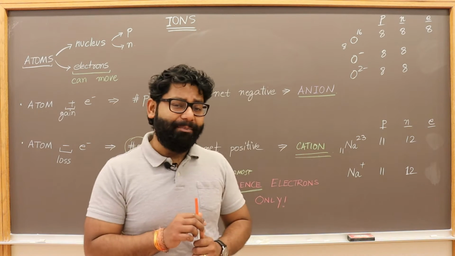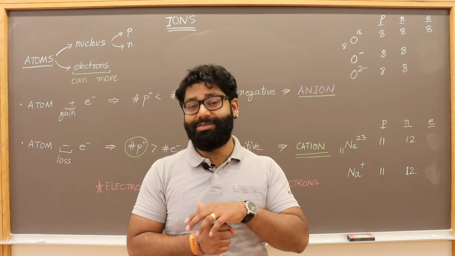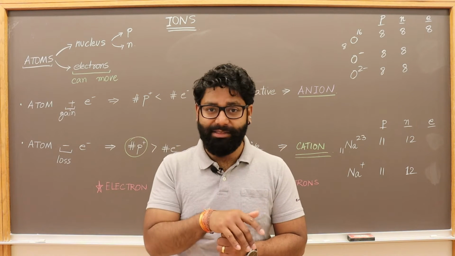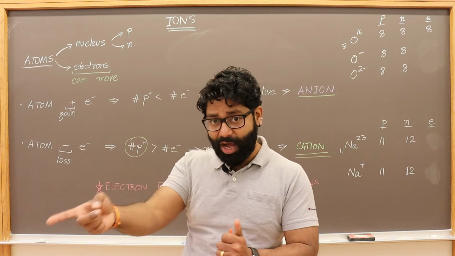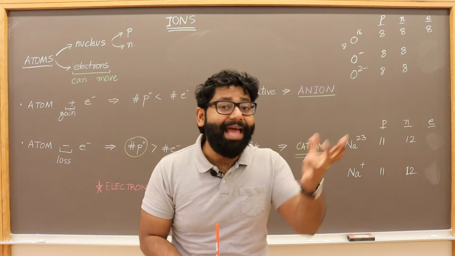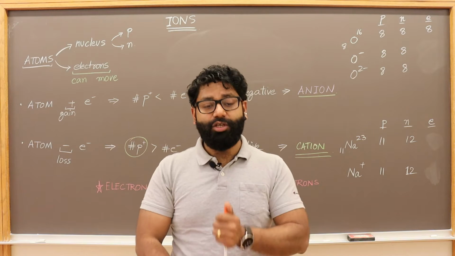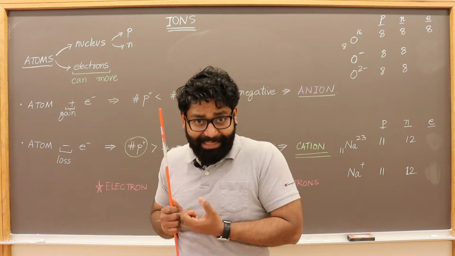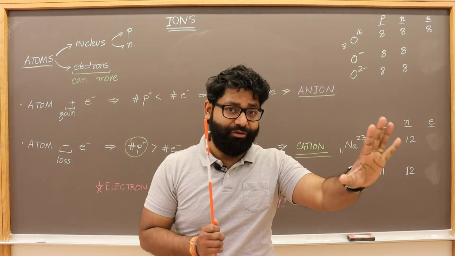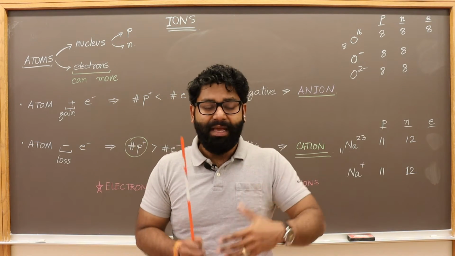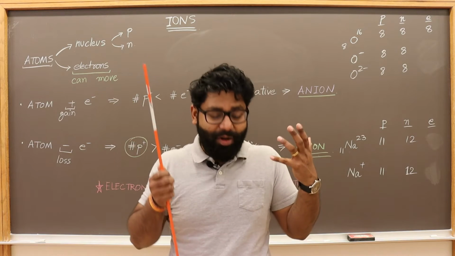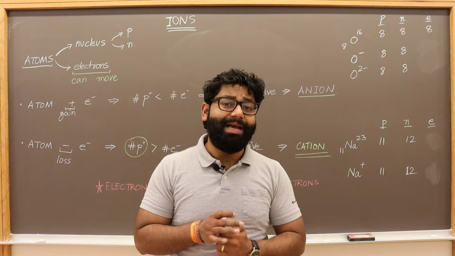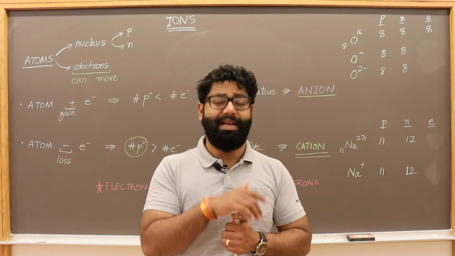So what happens to the electrons? The good news is the number of electrons in the atom can change. You cannot change the number of protons, but on the other hand, you can change the number of electrons. So you can gain electrons and become negative, or you can lose electrons and become positive. Now, when you gain electrons, it's easy to understand why you become negative. But why do you become positive when you lose electrons?